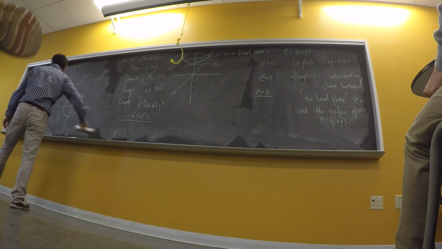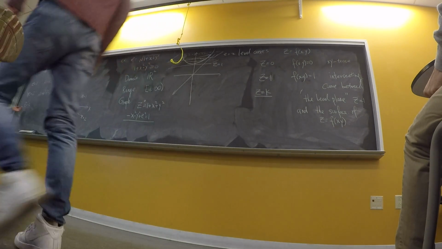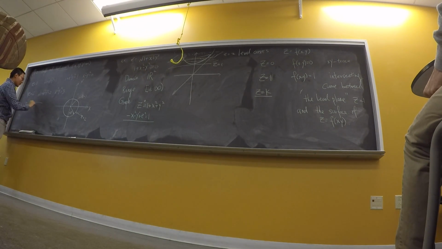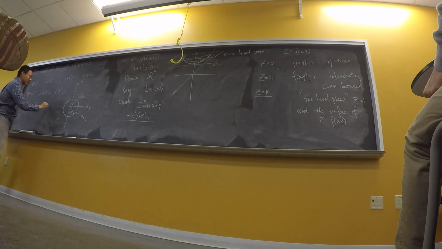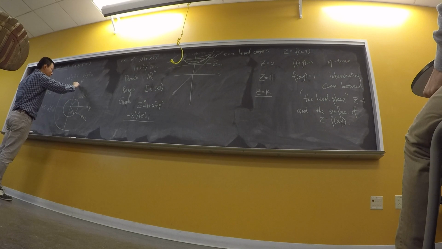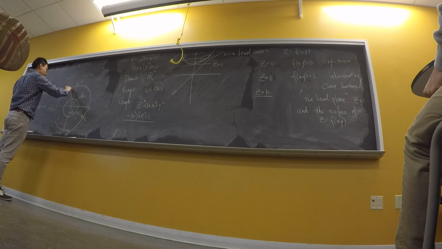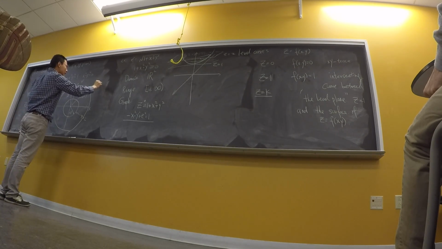Okay, I will give you an example. I want to do one more level curve for this example and then we're done. So when z equals 3, square root of 1 plus x squared plus y squared is equal to 3. So I'm getting x squared plus y squared is equal to 8. So this is a larger circle with the same center but greater radius. So this is square root of 8 as my radius.